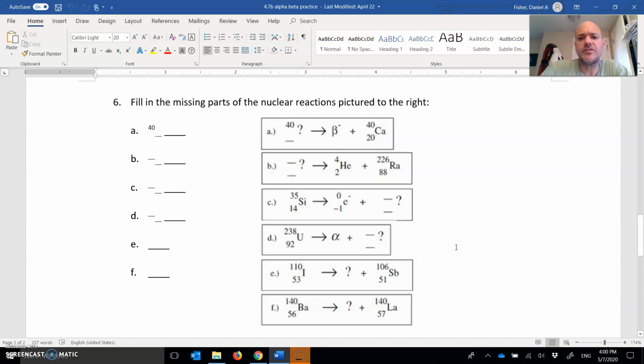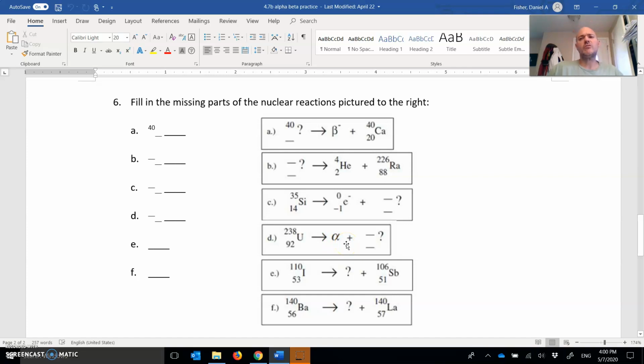Fill in the missing parts for the nuclear reactions pictured at the right. For part A, it's got a mass of 40 here, and it's got a question mark. You're going to fill in what is the atomic number for this and what is the element. Here's a couple of things I'll tell you. There are 2 things that you might not have seen before. This right here is the Greek letter beta. It is the symbol for a beta particle. This right here is the Greek letter alpha. It is the symbol for an alpha particle.